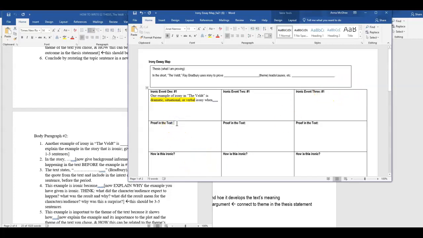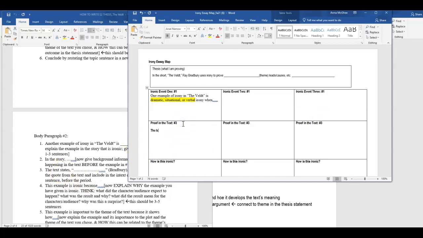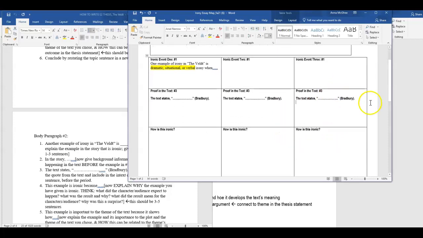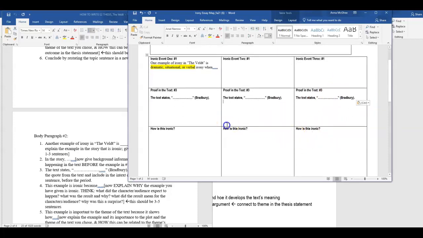The proof in the text will always come from number 3 on your how to write document, and you will follow that exactly. So number 3 starts with the text states, comma, then you will fill in the quote that you find from the text, and then the author's last name should be in the parentheses with the period on the outside. Okay, so for each one of these, you will have the same thing, except that the quote from the text will obviously be different for the boxes.